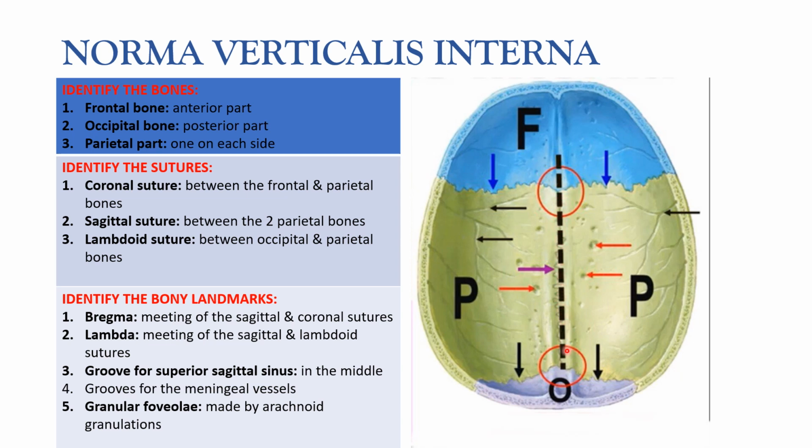Then we looked at some depressions here. They are also groove-like depressions. Okay, these impressions are made by the middle meningeal vessels. And then there are some granular foveoli here, also made by the arachnoid granulations.